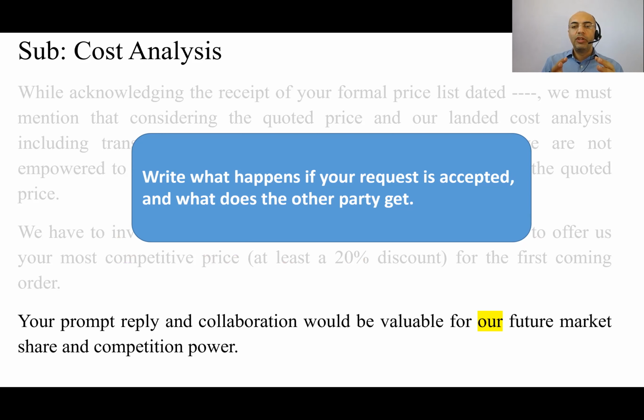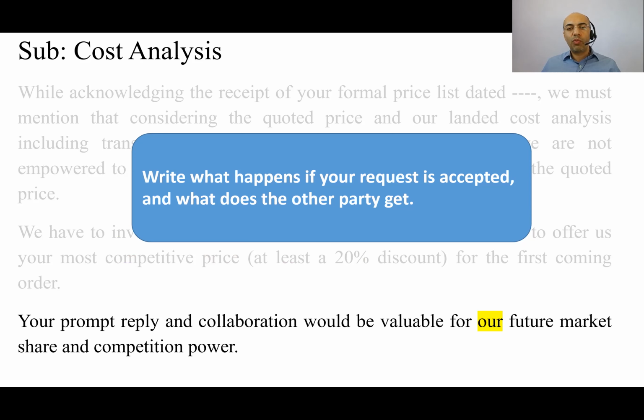So if you prefer to sell your product, if you prefer to position your product in this market, maybe this is a new market, you need to reduce your price and grant us some discount. Therefore, in the final paragraph, I suggest that you write what happens if your request is accepted and what the other party gets. What would be the benefit for your partner? You write for our future market share and competition power. It means that we are on the same side of the table and we are going to compete with some other suppliers in this market, which I am active in.